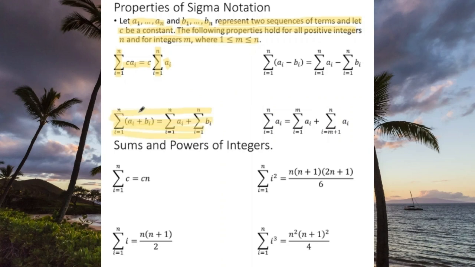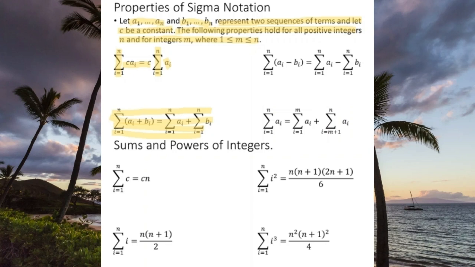Our next property is that the sum from i equals 1 to n of a_i plus b_i equals the sum from i equals 1 to n of a_i plus the sum from i equals 1 to n of b_i. So the sum of two sequences equals the sum of the two summations. This is a result of the commutative and associative properties of addition.